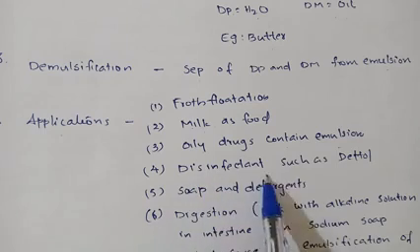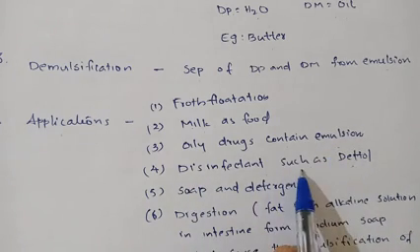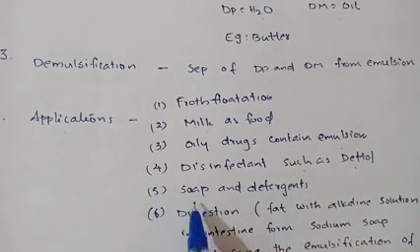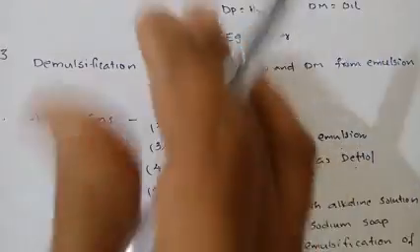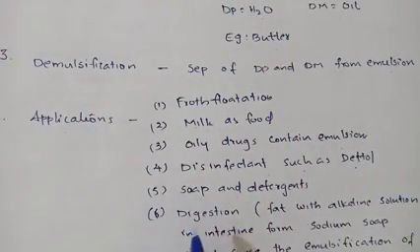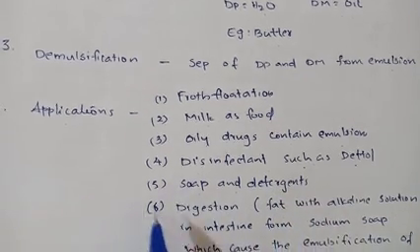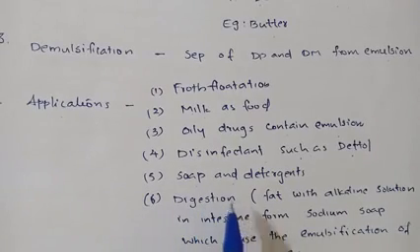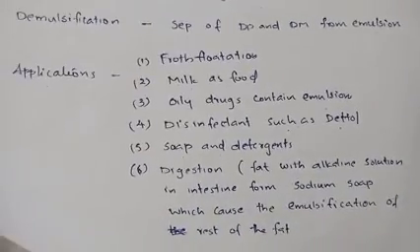Then disinfectants such as Dettol. Inside the Dettol, emulsions are being used. Then soaps and detergents. For soap and detergent, we have already discussed sodium palmitate and sodium stearate. So sodium salts of carboxylic acids are called soaps and sodium salts of sulfonic acids are called detergents. And the sixth one is about digestion. Clear? During the digestion, here is one important thing that you have to note.